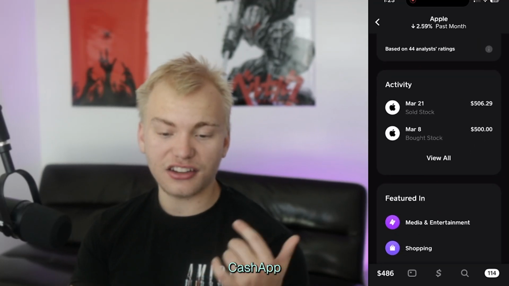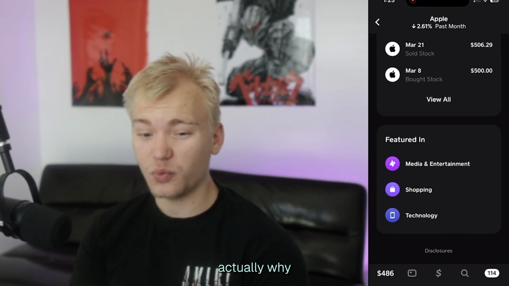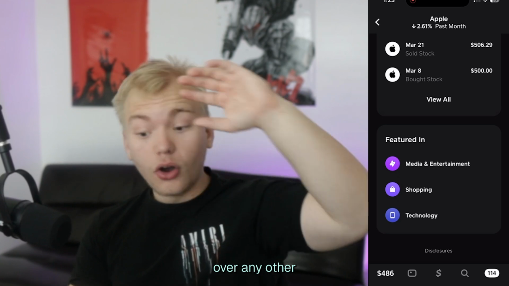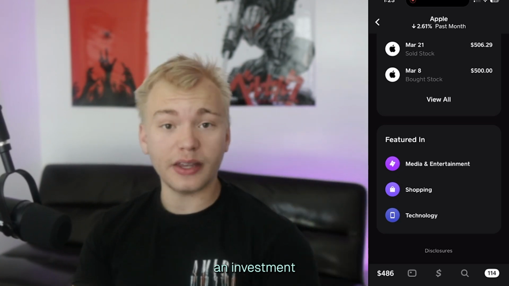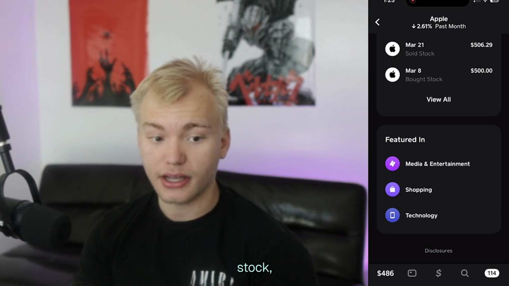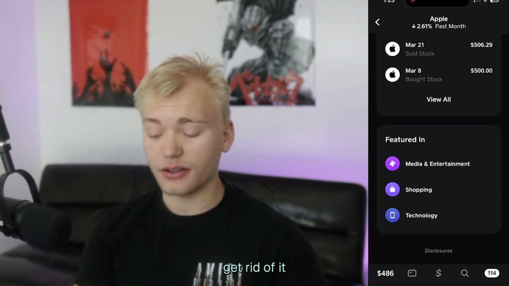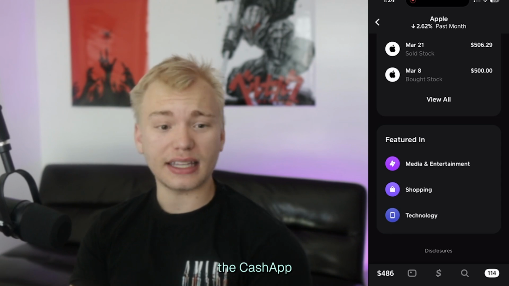As you can see, Cash App even tells me when I bought them, and also when I sold them. It makes it really convenient, and this is actually why I prefer investing with Cash App over any other investing app. I also have an investment account with my bank where I have some Tesla stock. I have about $1,000 in Tesla stock, but I don't use it, and I'm probably just going to sell it and get rid of it, because honestly, I like the Cash App account way more.